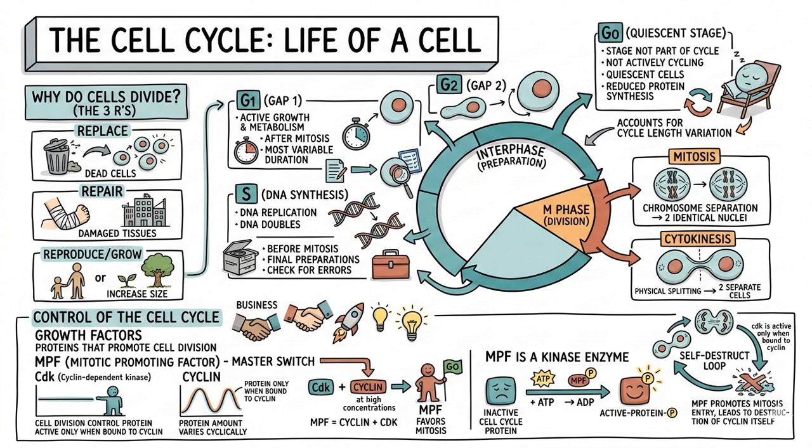Define G0. G0 is a stage not part of the cell cycle occupied by cells that are not actively cycling, in other words, are not progressing toward cell division. Such cells are referred to as being quiescent. The G0 state is distinct from the state of proliferating cells in any phase of their cycle. For example, the rate of protein synthesis is drastically reduced. It is the ability to enter G0 that accounts for the enormous variability of the length of the cell cycle in multicellular organisms.